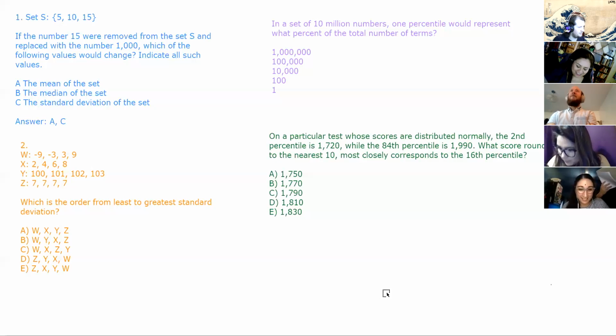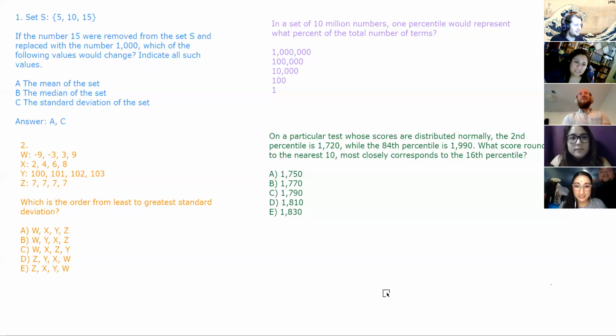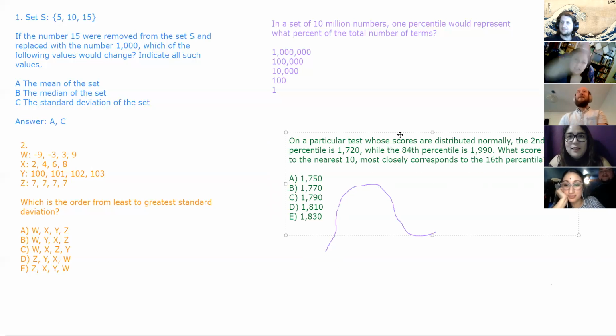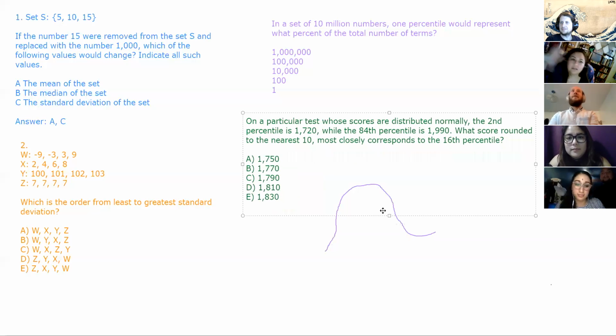But how can the 84th percentile be higher? Or is this like a test scored like golf, where the lower score is better? It's asking about a normal distribution. Yeah, it's telling you it's distributed normally. So it's like that little curve, it's right in the middle. It's not towards one side and it's not towards the other.